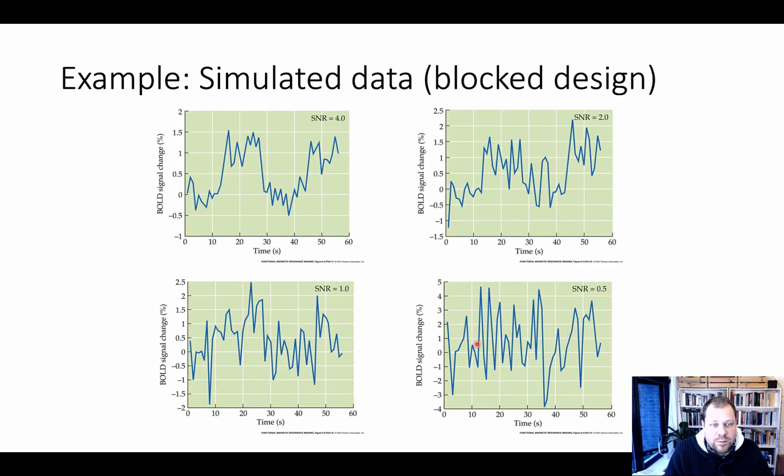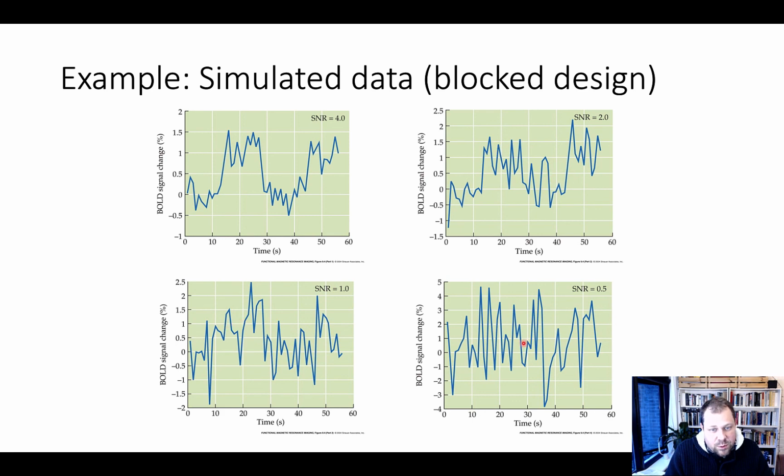So let's look at these different SNRs. So this is a very high SNR of 4.0. You can clearly see with the naked eye even that during blocks when the participant is performing some task, there's much higher signal than during rest periods, right? So we have blocks here, rest periods here. Then with an SNR of 2, which is still very good, we have some problems distinguishing between blocks that are on and blocks that are off, right? So when the subject isn't doing anything.